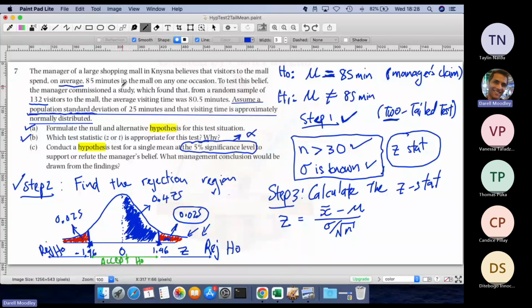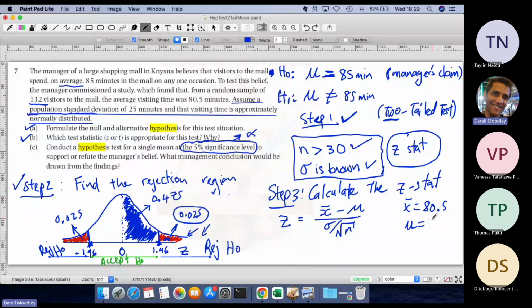If you read the text, it tells you that you took a random sample, and the average of that sample was 80.5 minutes. So that's your X bar. This 80.5 is your X bar. X bar is 80.5. The mu that you're going to put into this equation is what you have for H naught here. If you look here, your mu is 85. So you're going to substitute 85 for mu.